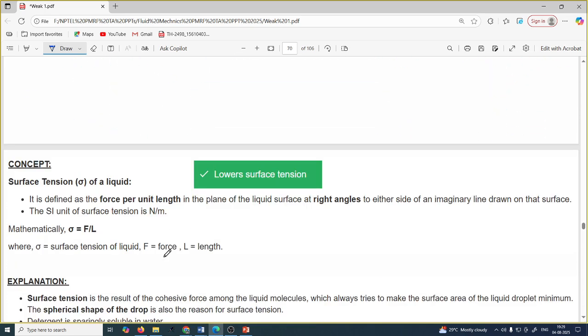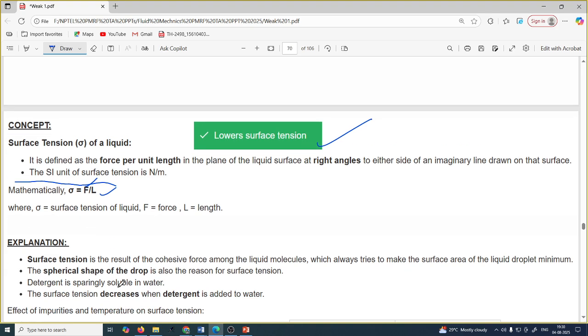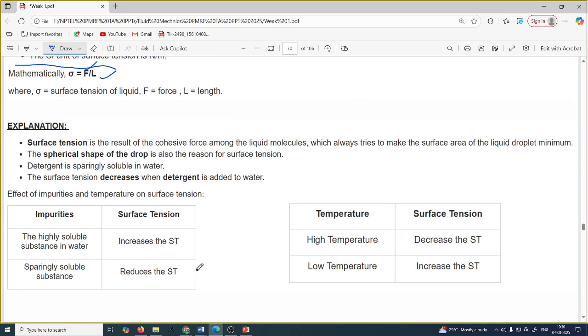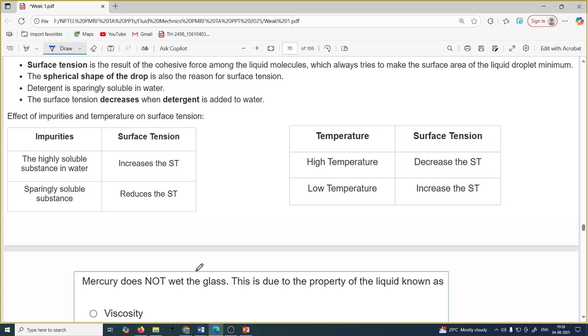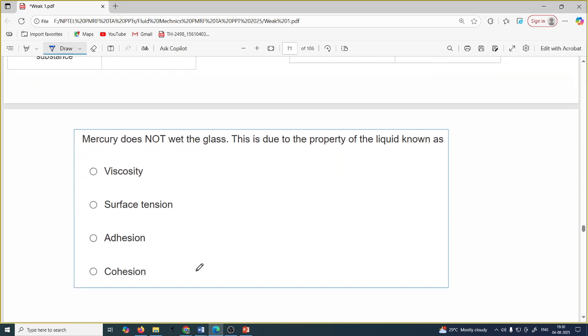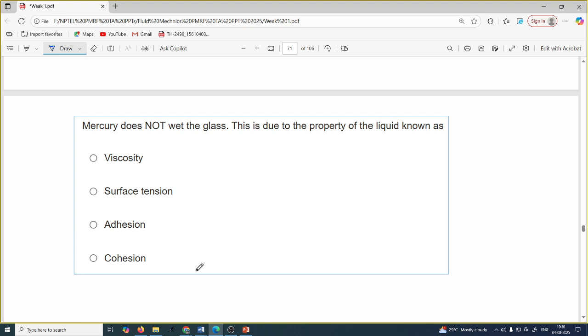So option C will be correct, lower surface tension. The formula of surface tension is force divided by length. A lot of explanation is given here. Once I upload this PDF, you can go through it. If you have any doubt, you can discuss in the next class, which I will take tomorrow at the same time, 7 to 9.